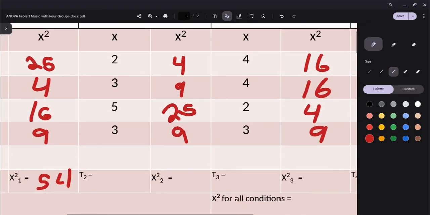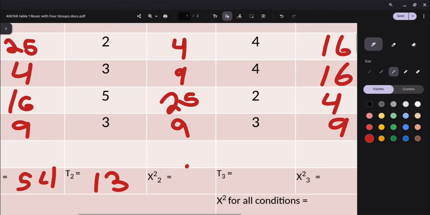T2 is 2 plus 3 plus 5 plus 3, 13. X squared 2 is 4 plus 9 plus 25 plus 9, 47.